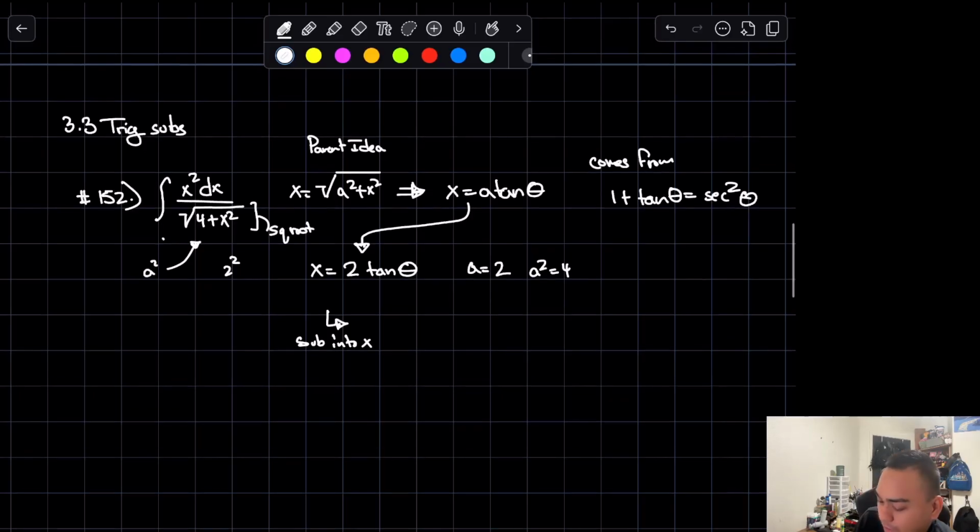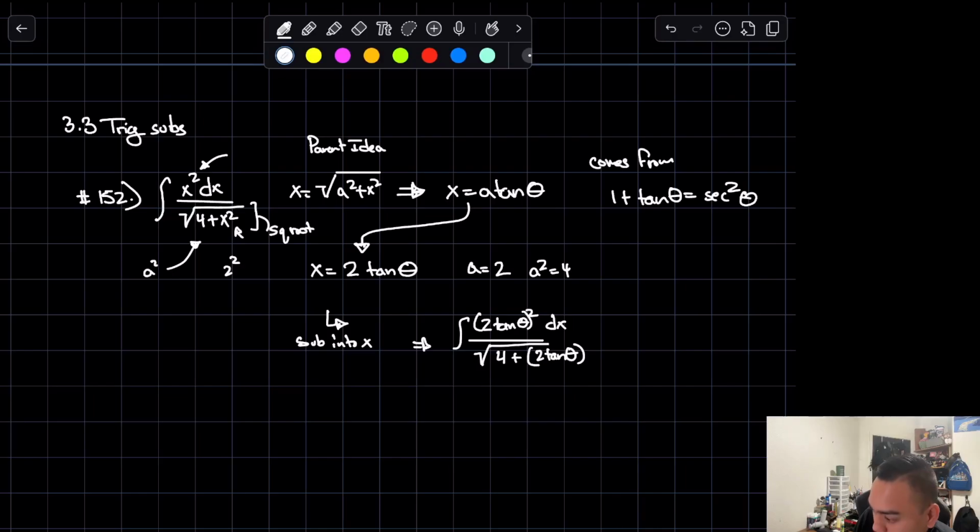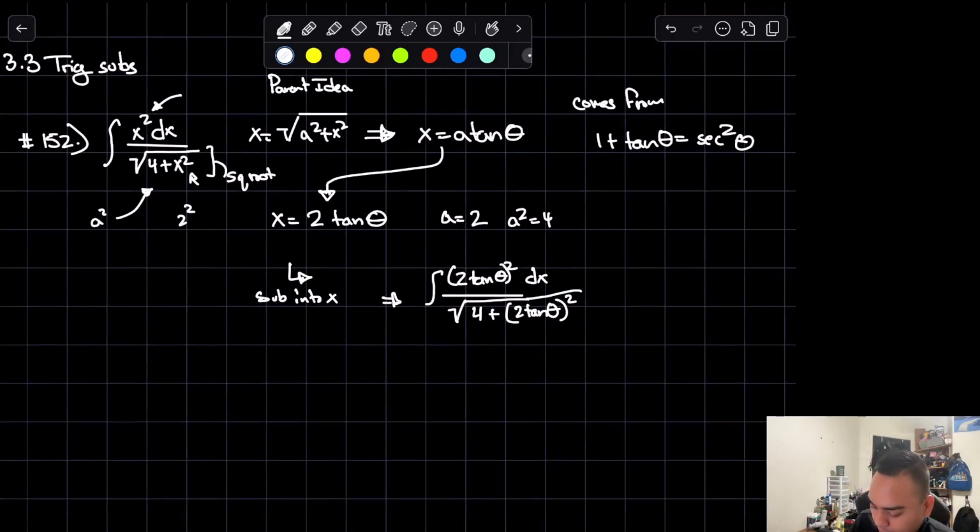If we use these values that we know, so we know x is equal to 2 tan theta, we know a is equal to 2. If we plug them into our values, so our x right here and our x right here, it becomes the integral of 2 tan theta squared dx over the square root of 4 plus 2 tan theta squared. Okay, so that's what it becomes, right?